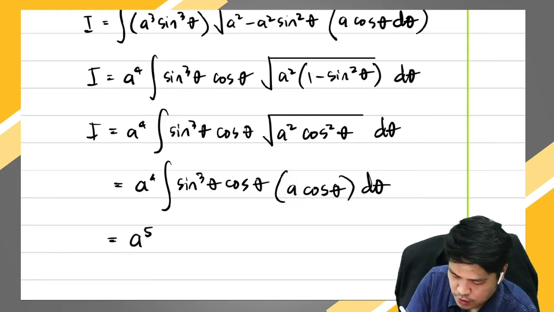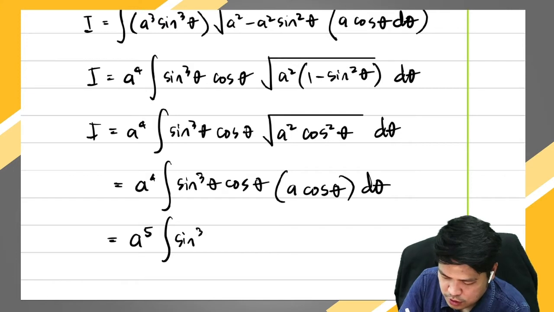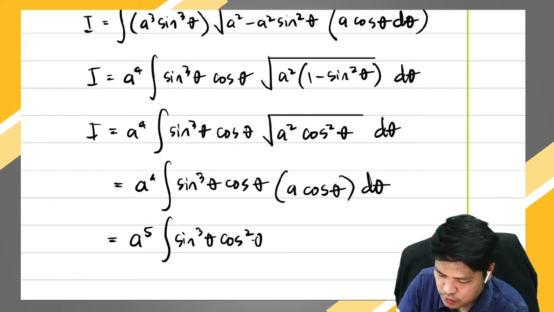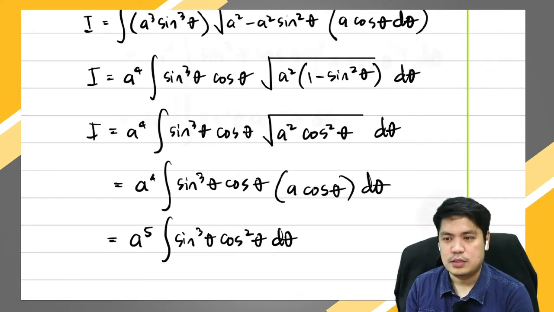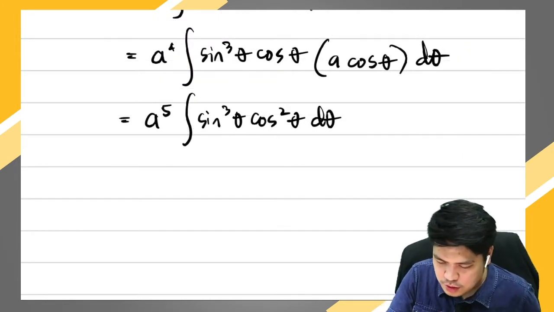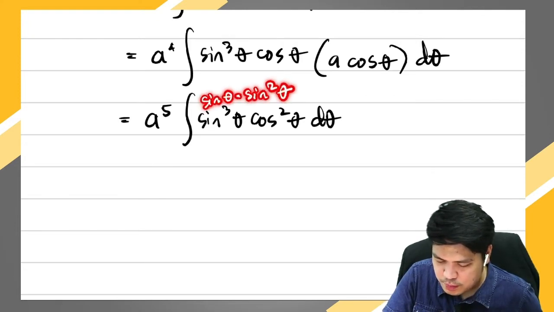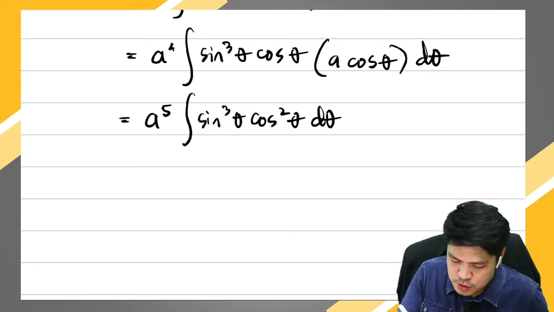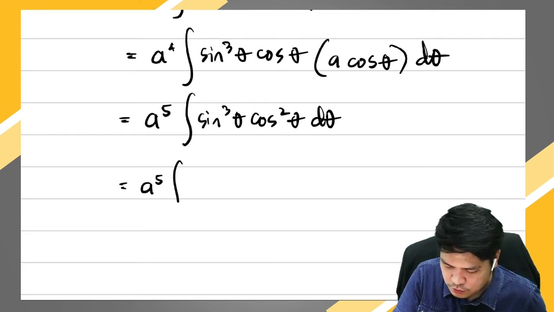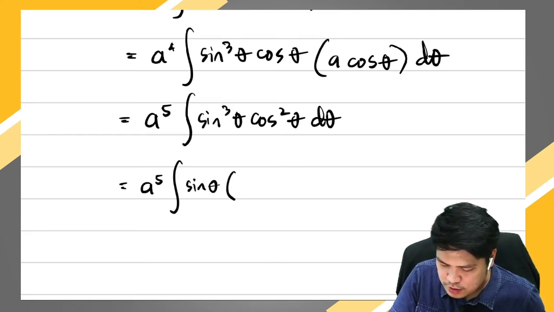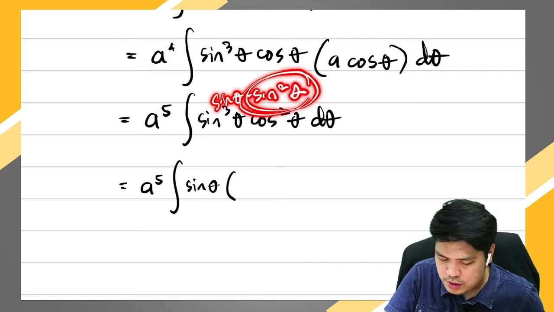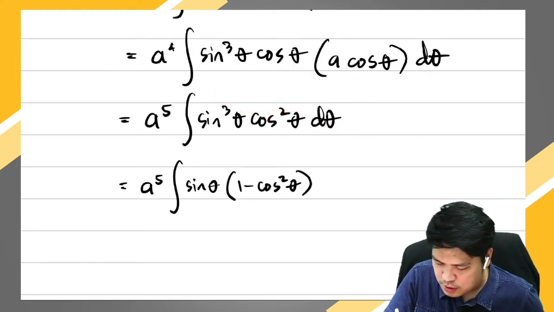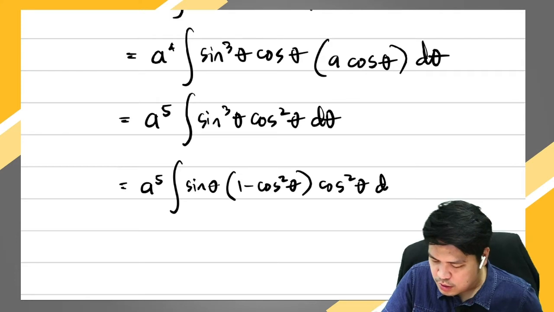So we'll have a raised to 5 times the integral of sine cube theta cosine squared theta d theta. So let's proceed to substitution technique again. So this could be sine theta times sine squared theta because this is the odd exponent. So here we will substitute. Therefore, I'll rewrite this as a raised to 5 times the integral of sine theta times sine squared theta, and sine squared theta is 1 minus cosine squared theta, times cosine squared theta d theta.